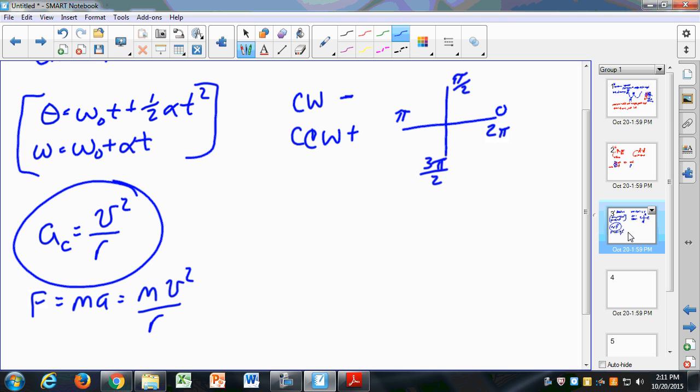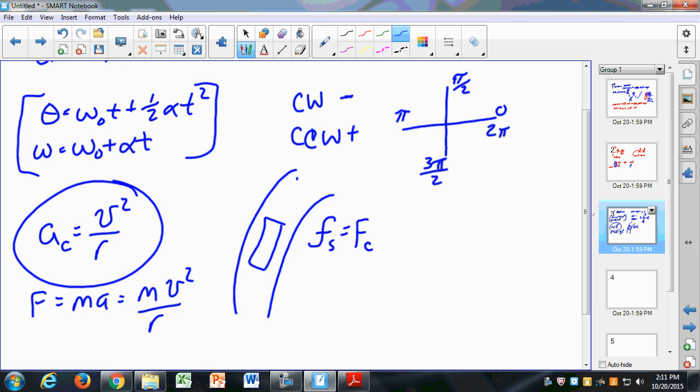We had several problems that we worked through, like the car going around the curve. In that case, the centripetal force was the static frictional force. The static frictional force is the centripetal force. Right? It's just a class of forces that cause circular motion. And in this case, that centripetal force is the static frictional force.